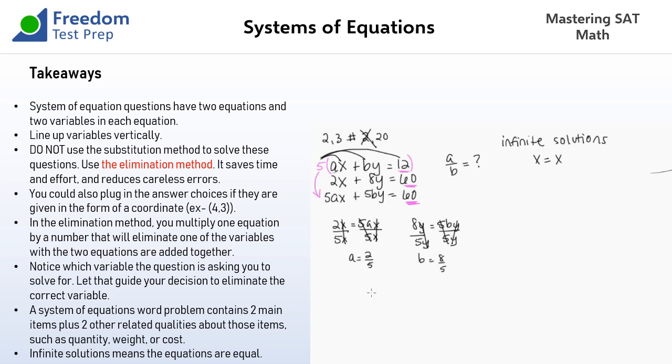Now, we're trying to solve for a over b. A over b is going to equal 2/5 over 8/5. Now remember how we divide fractions. I'm just going to take it step by step. You can't divide directly, right? You have to turn it into multiplication. And then you flip the second fraction. And then you can multiply straight across, or you can cancel out the 5s. Either way, 2/8. The answer is 1/4.